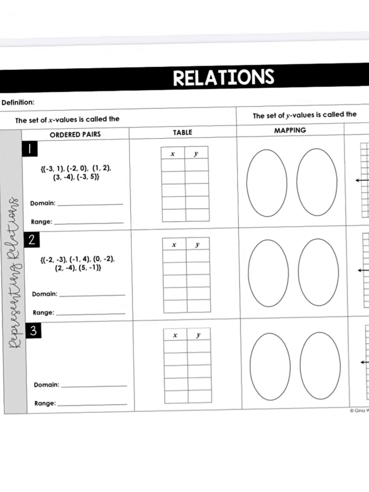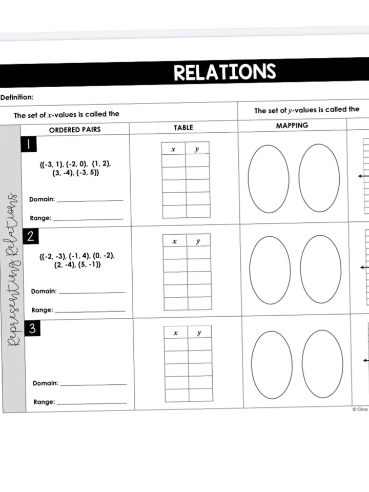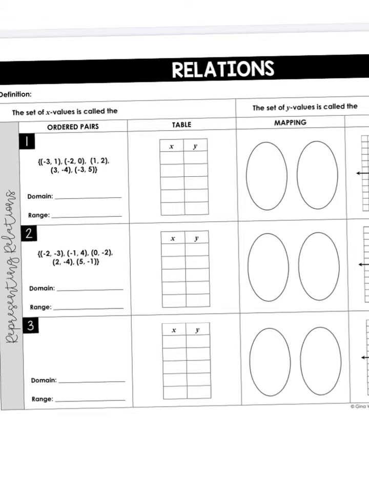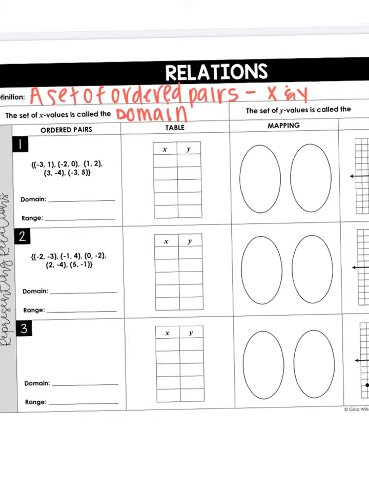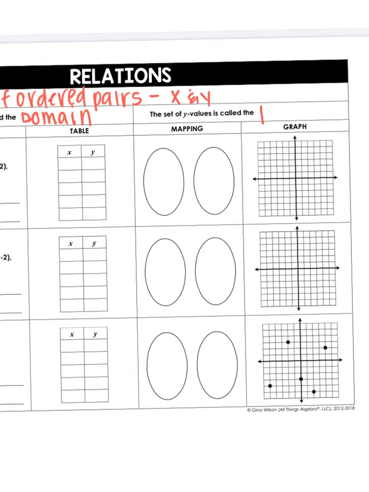Okay, we're going to be looking at relations when we're looking at X and Y values. So a relation is a set of ordered pairs. So just a reminder, an ordered pair includes an X and a Y. And when we're looking at a set of X values, we call that the domain. And the set of Y values would be called the range.